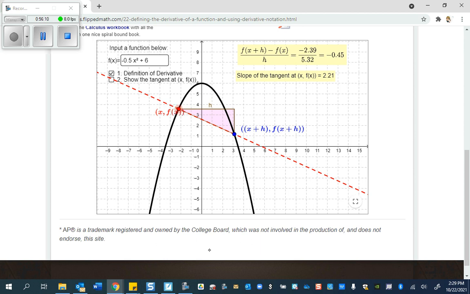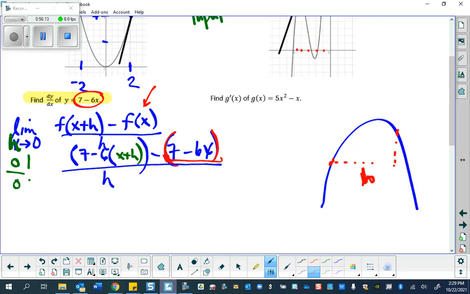Now what's really cool, I'm getting lots of fine stares. What's really cool about this is the math works out. Go ahead and simplify that. Turn to your table group, simplify. Yes, you distribute the 6.